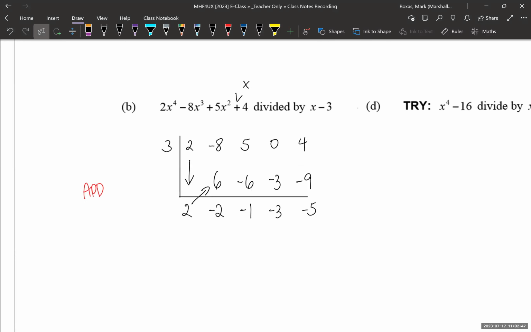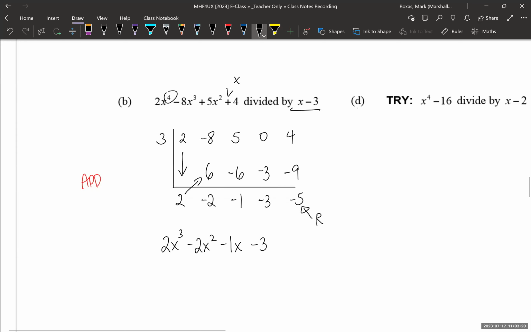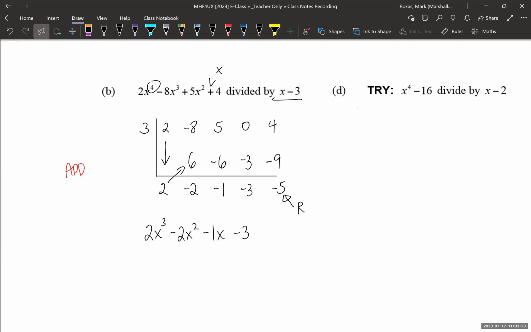And so your remainder may not be 0, right? So we have a remainder here of -5. And my quotient here is, well, if I have 4 numbers remaining, and I'm dividing a quartic function by a linear factor, my result should be a cubic, 1 degree less, right? So it's going to be 2x cubed, then a -2x squared, then a -1x, and then -3. And that's my quotient with the remainder of -5. So remainder equals -5. There we go.